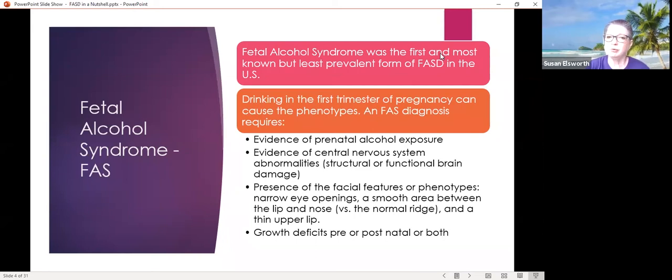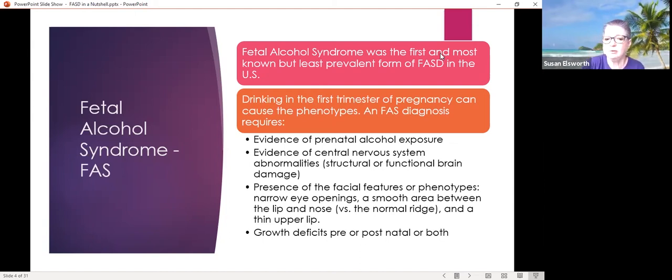When we go through the process of getting a diagnosis, oftentimes individuals have an MRI, and the physician comes back and says, oh, the brain looks good, everything looks wonderful. Sometimes the damage to the structure is so minute that it's not picked up on an MRI, but we see that damage on the functional side with regard to challenges in behavior and cognitive challenges. It also requires the presence of facial features, which we call phenotypes.